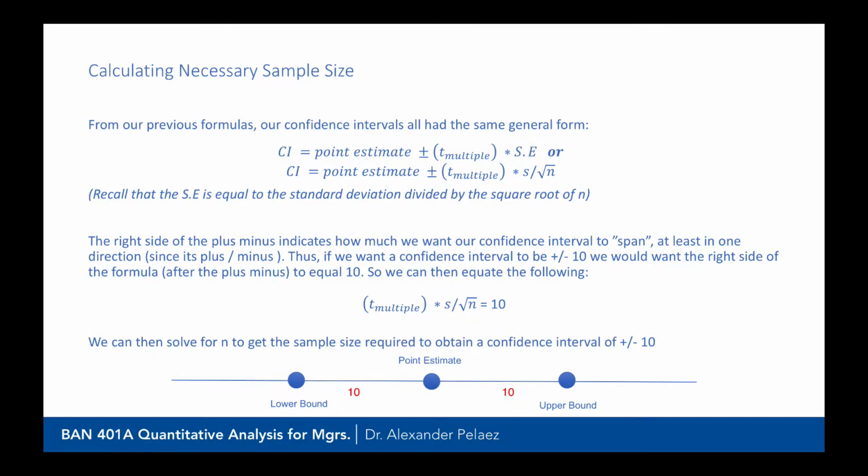Our previous formulas had shown the form for the confidence intervals as a point estimate plus or minus some multiple times standard error. The right side of the plus minus indicates how much we want our confidence interval to span, at least in one direction, plus or minus. So if we want a confidence interval to be plus or minus 10, we would want the right side of that plus and minus to equal 10. And therefore, we can actually create the following equation.